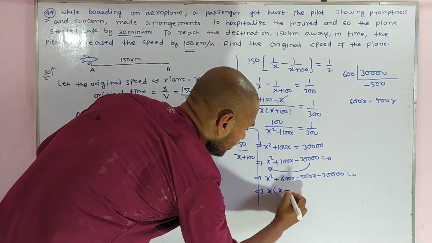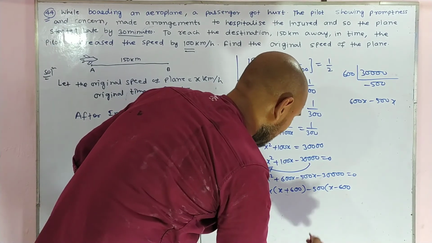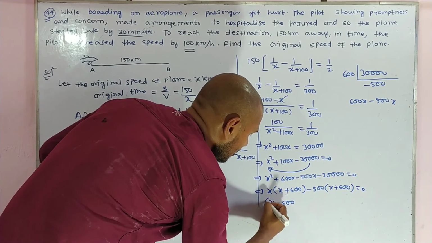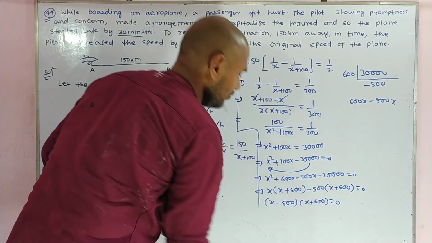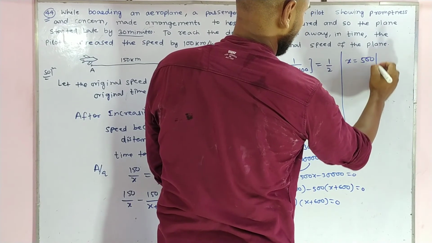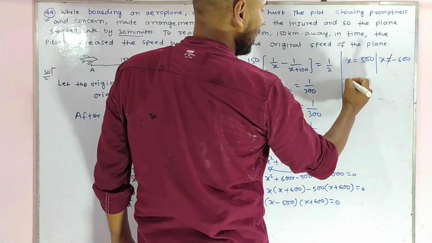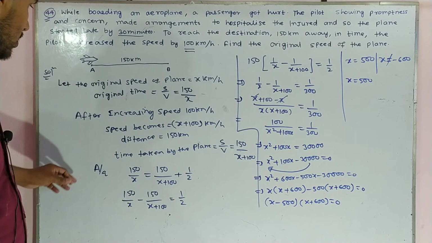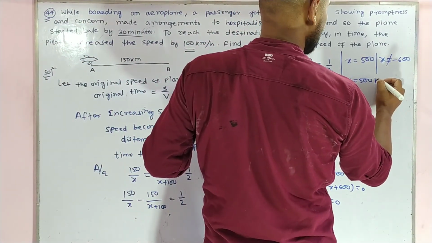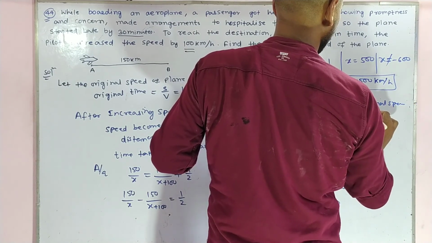From here you take x as common, then x will be remaining and 600 will be remaining, and if you take minus 500 as common, you get x minus 500 times x plus 600 equal to 0. So from here x equal to 500 and x equal to minus 600, and we know that the speed cannot be negative, so x does not equal minus 600. From here x equals 500, and we assumed the original speed of the plane is x kilometer per hour, so x equals 500 kilometer per hour, and this is our original speed of the plane. I hope you are able to follow me.